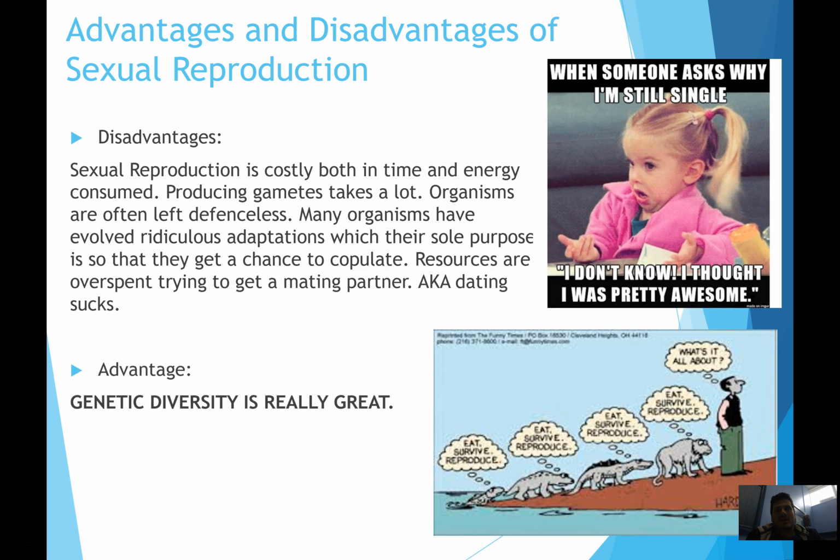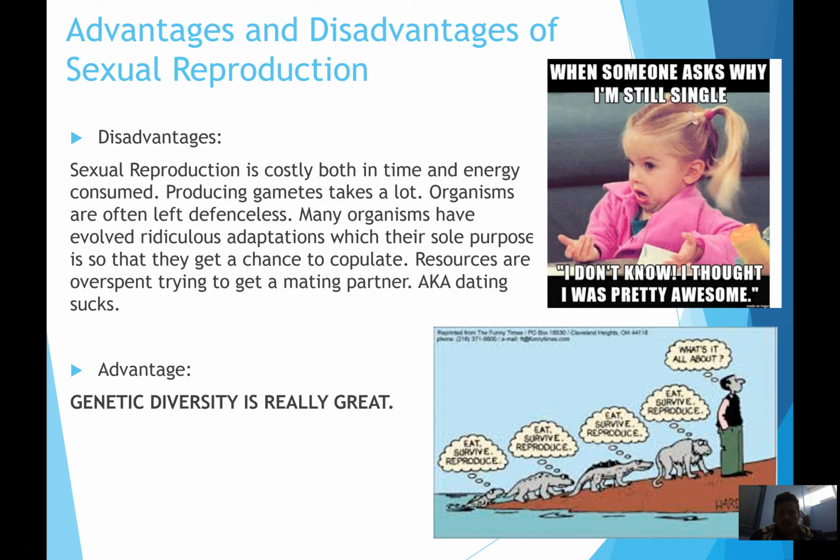The advantage of sexual reproduction is that genetic diversity is really great, okay? Life on Earth was really simple, really bacterial, until sexual reproduction came along and gave us the opportunity to, for example, start walking on land, okay? So really all of the diversity we have on Earth can be attributed to sexual reproduction.